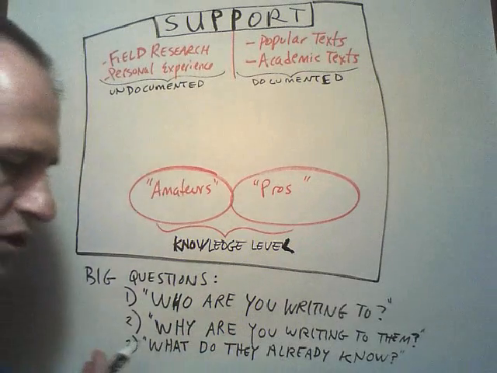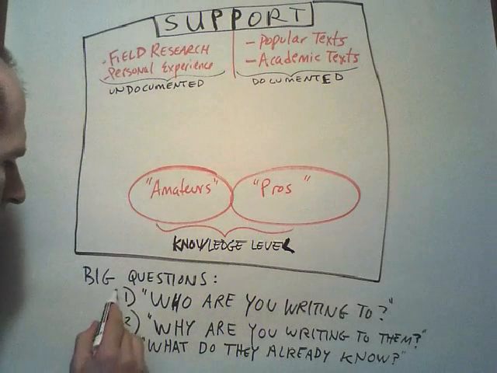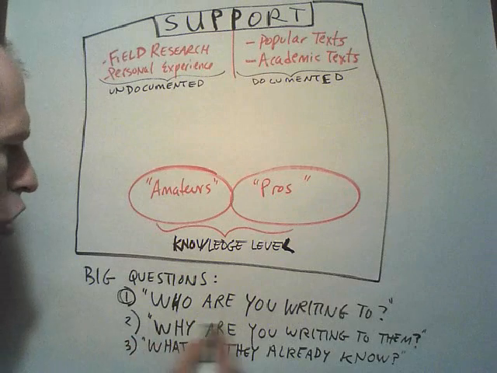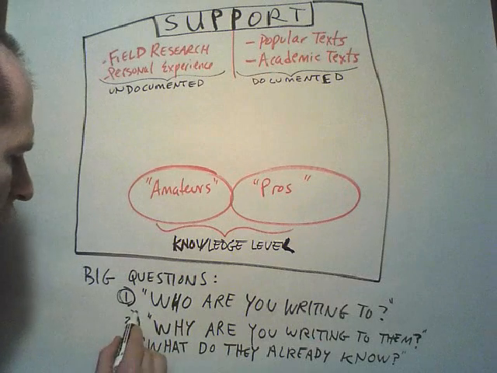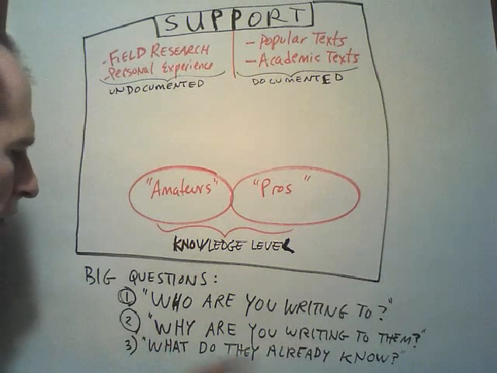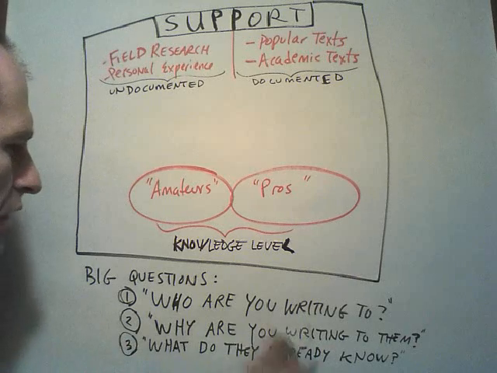Now, you should think of the questions you're asking when you write. Question 1, who are you writing to? Question 2, why are you writing to them? Question 3, what do they already know?